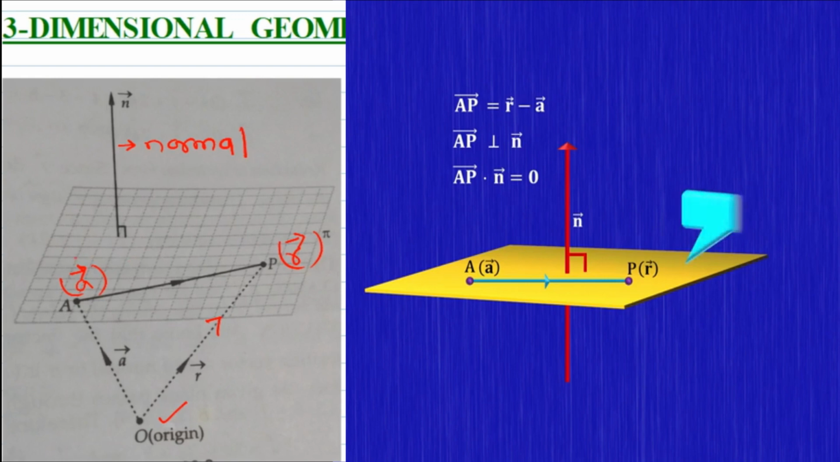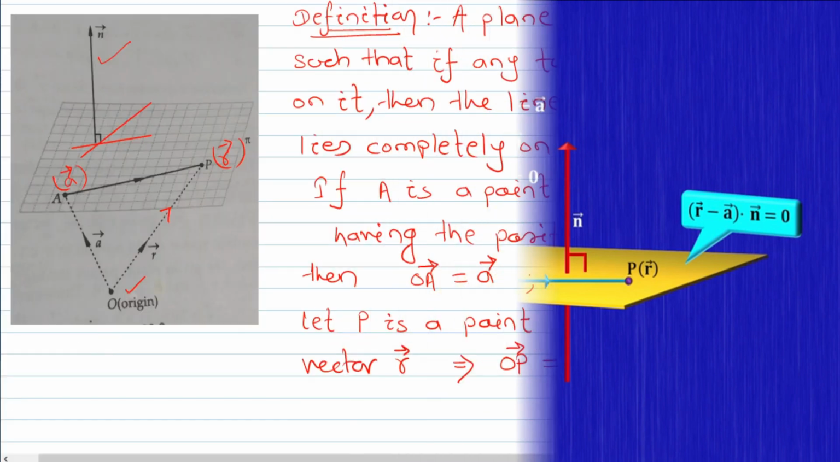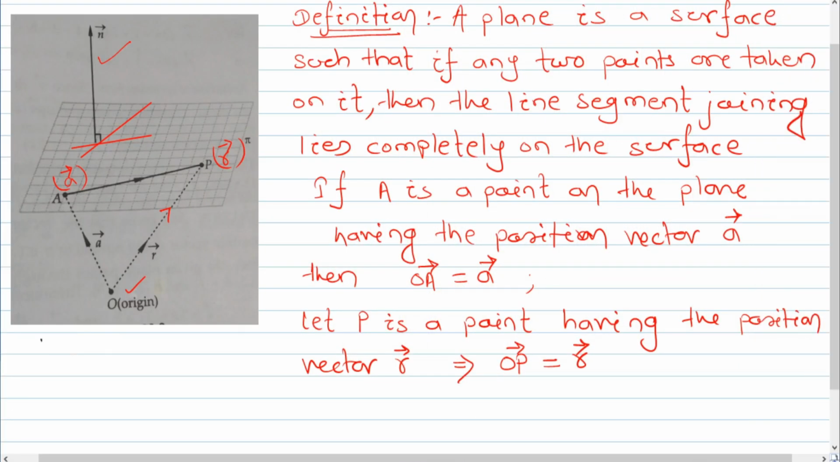AP is equal to r minus a, and (r minus a) dot n vector is equal to 0, since r minus a is perpendicular to n vector. Now from the animation it is clear that the AP vector is perpendicular to the n vector, isn't it? So AP dot n is equal to 0. All of you know that if two vectors are perpendicular, then their scalar product, dot product, is equal to 0.